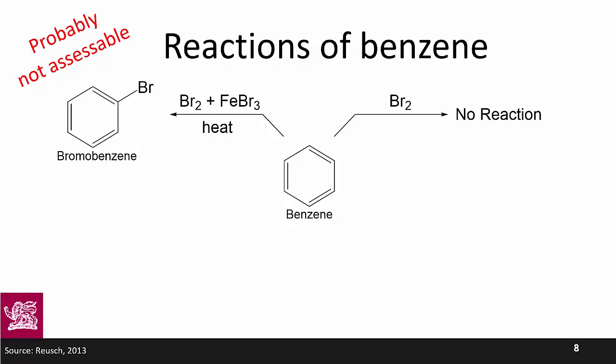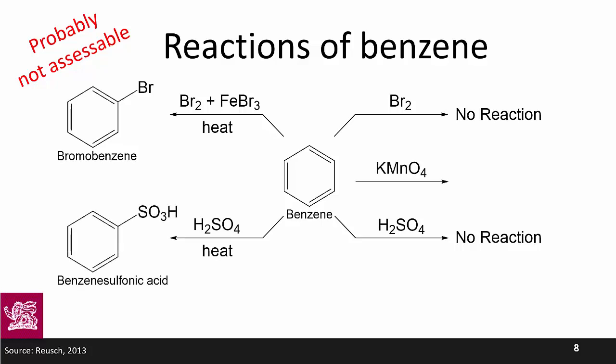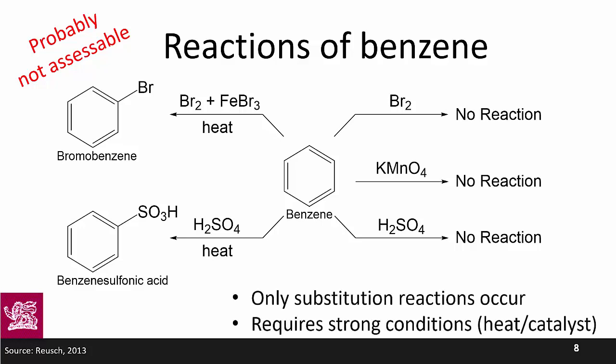We haven't talked about this reactivity before, but unsaturated molecules will react with sulfuric acid. Benzene will not react with sulfuric acid, unless you heat it, in which case you can make benzene sulfonic acid. And finally, benzene will not react with potassium permanganate, which is a strong oxidizer.